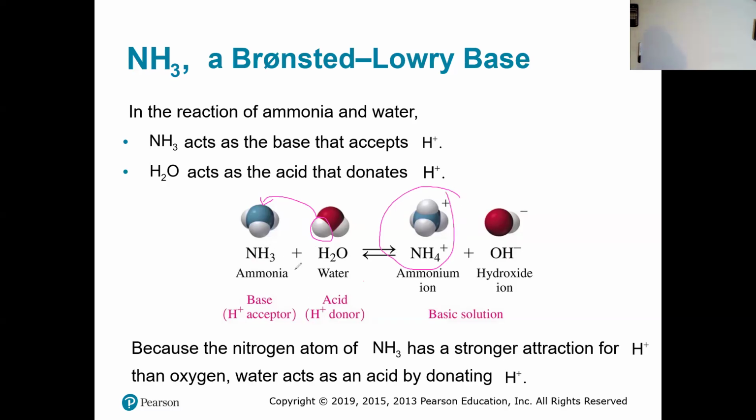So in this scenario, our acid was the H plus donor. So our water was the H plus donor, so our water is acting as an acid. And our NH3 was the H plus acceptor, so it's acting as a base. So just depending on what it's mixed with, water can either pick up an H plus ion or it can donate an H plus ion.